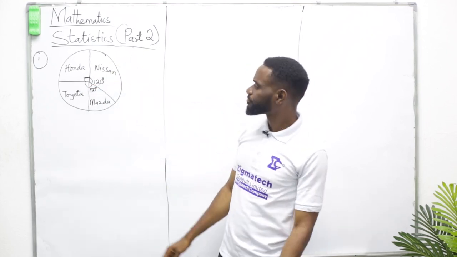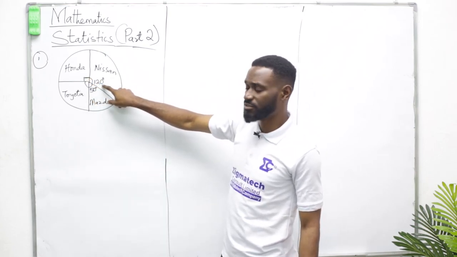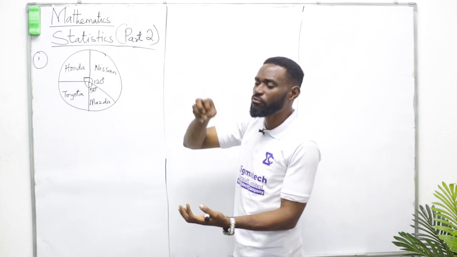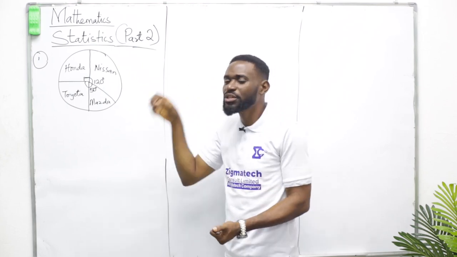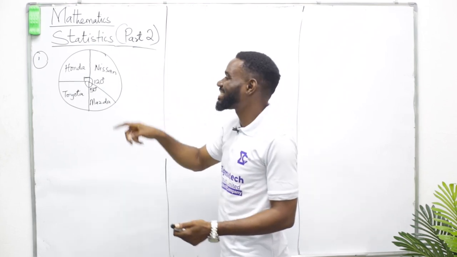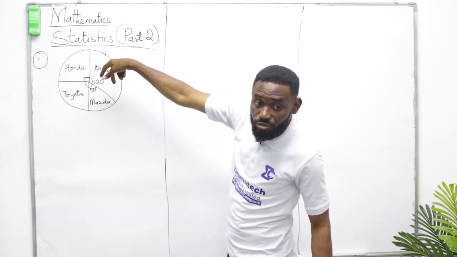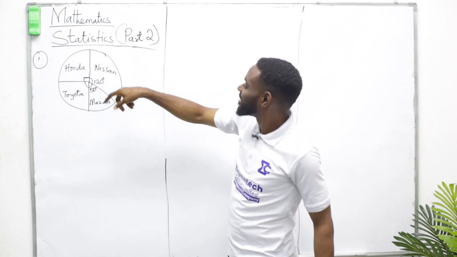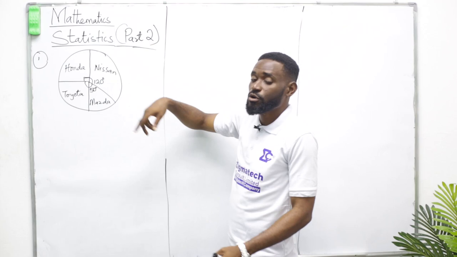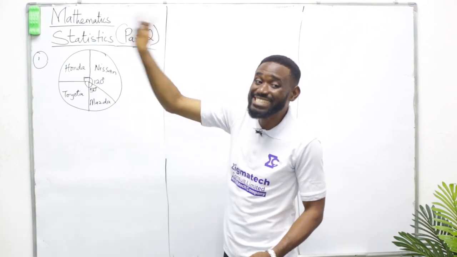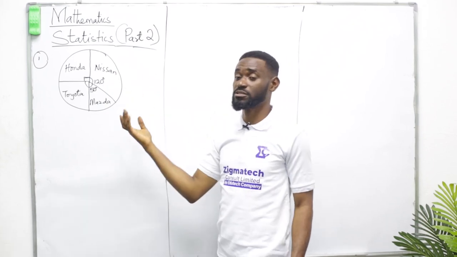Okay? Now, if we look at this, for Nissan, it is 120 degrees. So, what the sales of Nissan cars represent in the pie chart is 120 degrees. It does not mean that this is the number of Nissan cars that were sold by this seller. The number of Nissan cars that were sold, when converted to degrees, occupies 120 degrees in the pie chart. That is what it means.